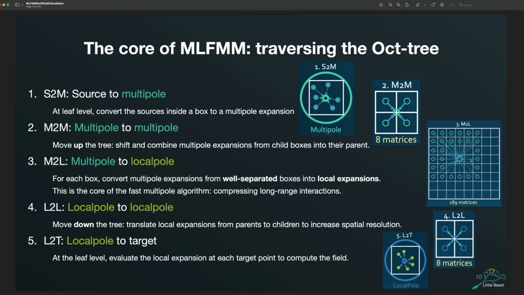The next step is a more or less symmetric process, so this one is more or less symmetric with step 2 and the last step with step 1. You move back down in the tree and you go from your local expansions from the parents to the children to increase spatial resolution. So here you were in a parent box and now you go back to the children. And then finally you go from local to target, where at the leaf level you evaluate the local expansion at each target point to compute the field. And so that's basically full circle how the multipole method works.